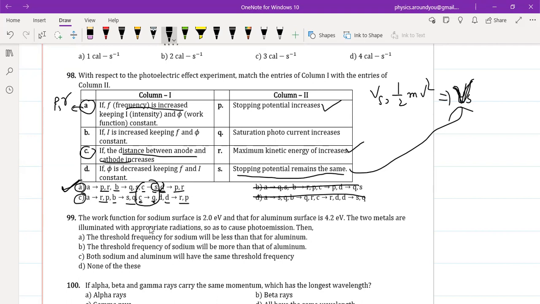Now question number 99. Work function of sodium is 2 eV, aluminium is 4.2 eV. Well, if I express work function in terms of cutoff frequency or threshold frequency, it is h nu naught. If threshold energy or work function is high, then cutoff frequency should also be high. So which of these has high threshold frequency? Aluminium has higher threshold energy, therefore it should have higher threshold frequency. So threshold frequency of sodium should be less than that of aluminium. So the first choice is again correct.